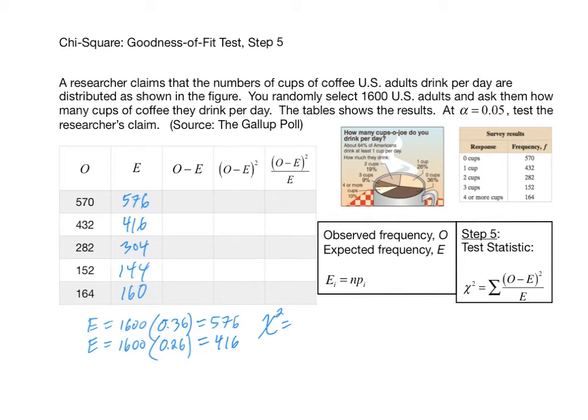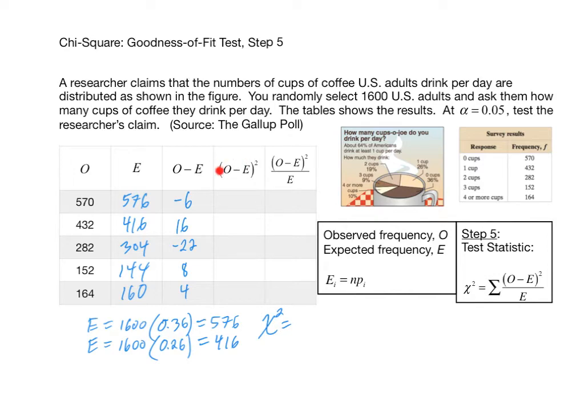So the difference of the O's and the E's: 570 minus 576 is negative 6, 432 minus 416 is 16, 282 minus 304 is negative 22, 152 minus 144 is 8, and 164 minus 160 is 4.